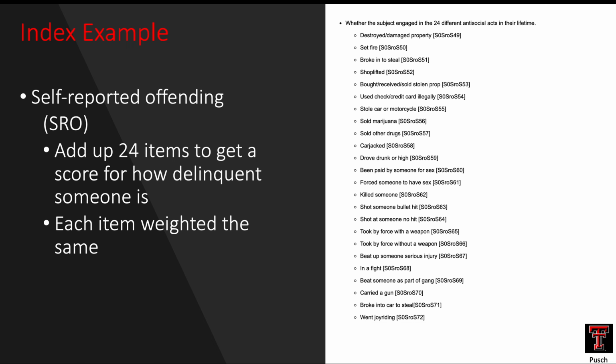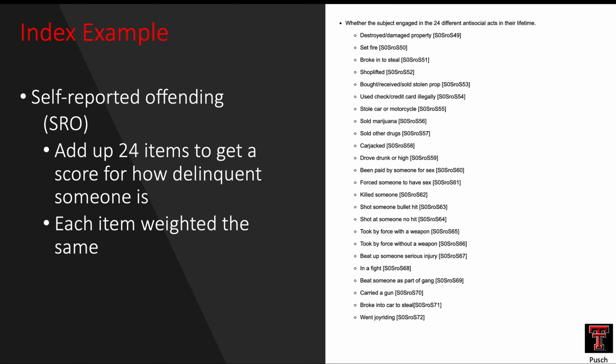So I would say that this is probably an index that would not be very useful for a general youth population. But if we were looking at populations of very serious offenders, it would be more appropriate. This is, again, the most basic way. You count how many of these different acts somebody has done. Maybe they've done 5 out of the 24. Maybe somebody else has done 10 out of the 24. We would probably say that the person that did the 10 more delinquent acts would be more delinquent.